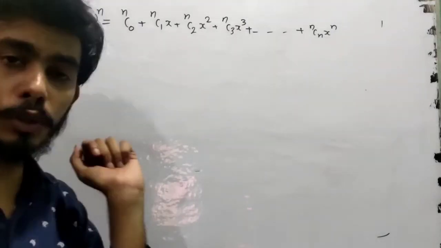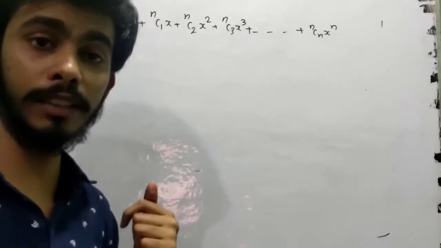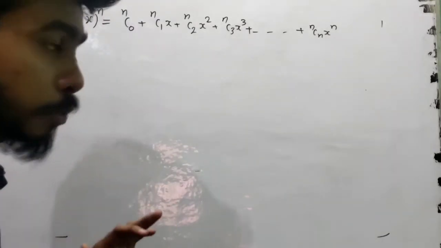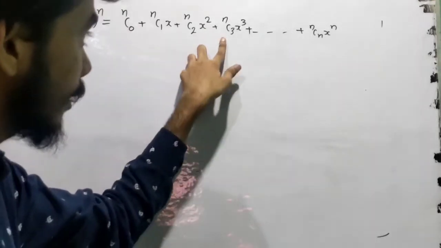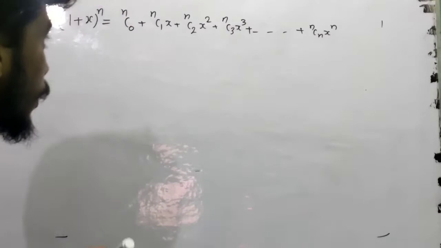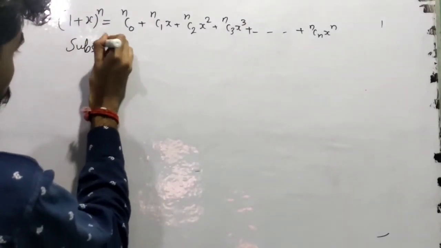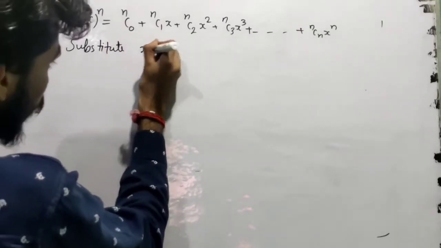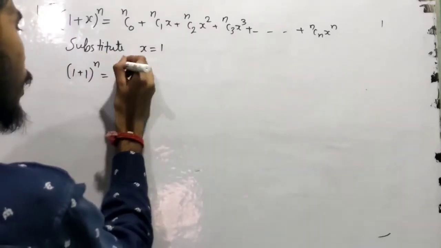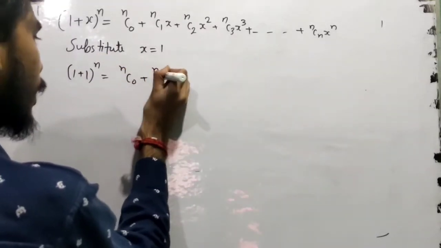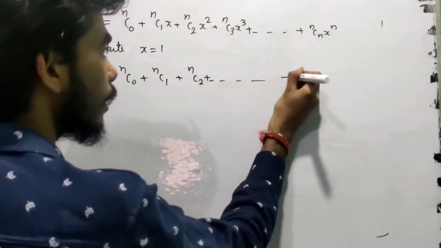So how am I going to use this expansion? First of all, I am going to find the sum of binomial coefficients, that is nC0 + nC1 + nC2 + nC3 + ... + nCn. So first of all, substitute x equals 1. When you substitute x equals 1, you will get (1 + 1)^n equals nC0 + nC1 + nC2 + ... + nCn.